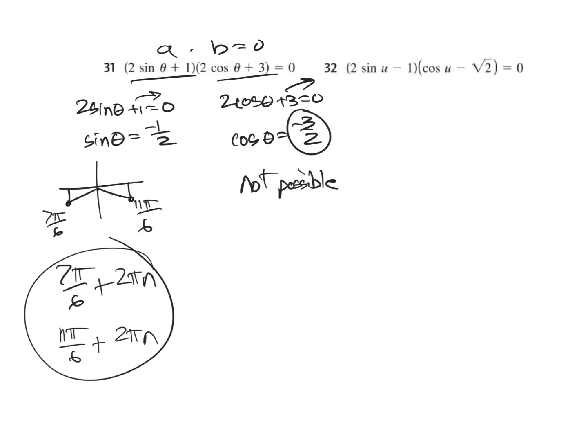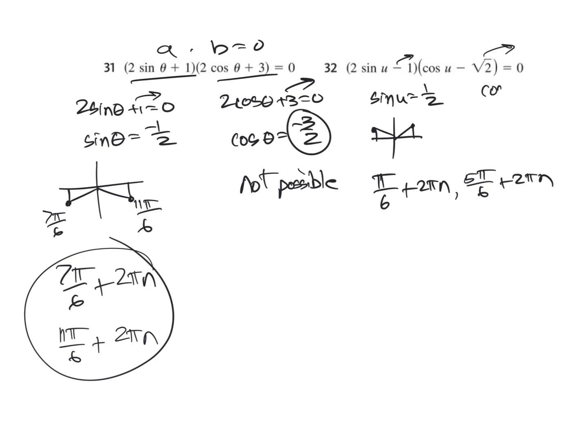Okay, so the same thing here. We're going to add 1 and divide by 2. So the sine of u is equal to positive 1/2. So the y is positive here and there. So those are pi over 6's plus 2 pi n, and 5 pi over 6 plus 2 pi n. Okay. Now we add a square root of 2, so the cosine of u is equal to the square root of 2, which is 1.414. That's bigger than 1, so not possible on that side.